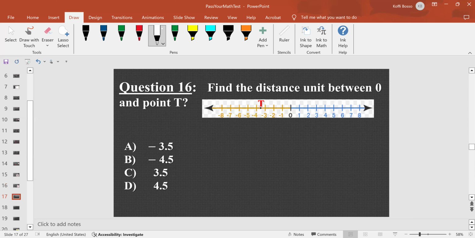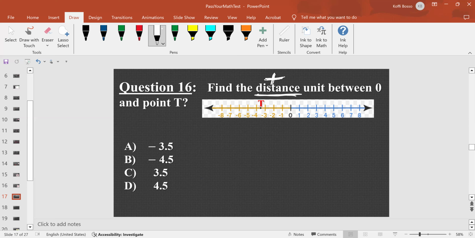Let's continue. Question 16. They say find the distance between 0 and the point T. So we have point T on the number line, and they want to know the distance between 0 and point T. Key information: distance. Every time they ask you to find distance, know that your answer has to be positive. Distance is a length, a line segment between 2 points, so it has to be positive.